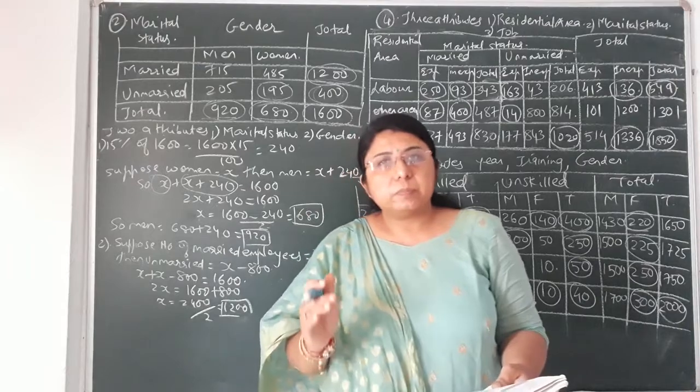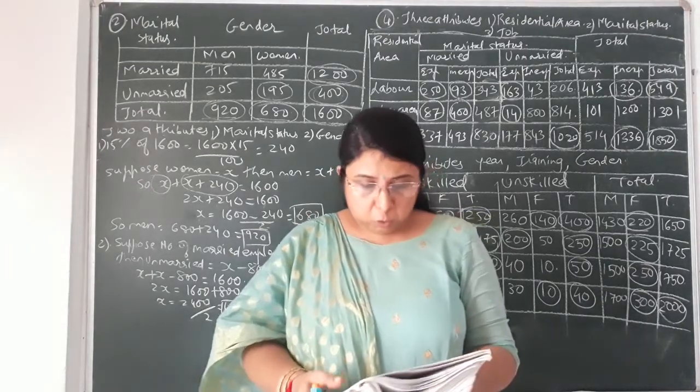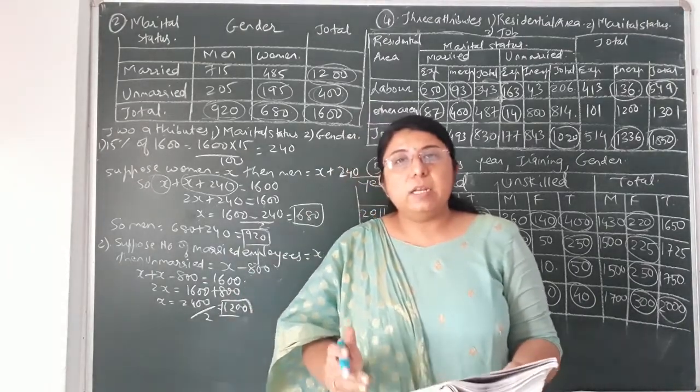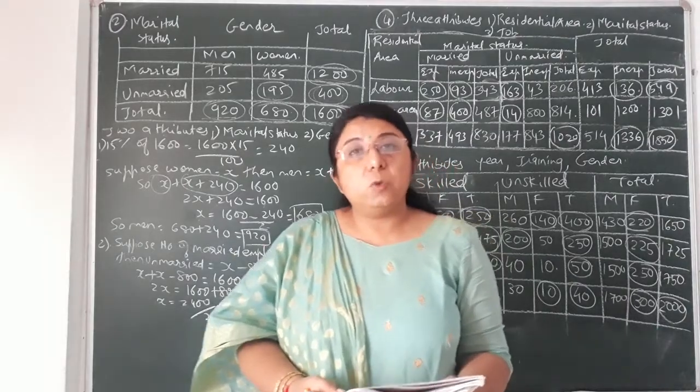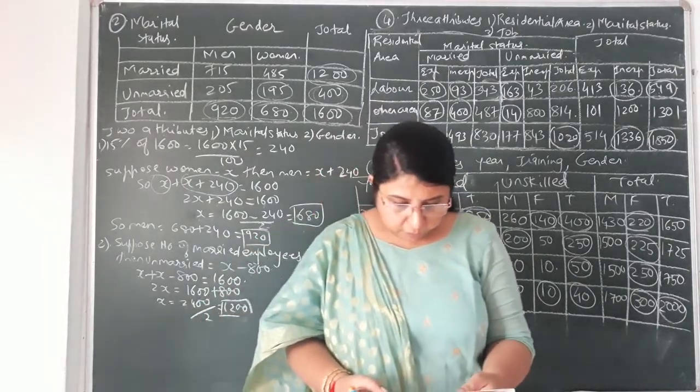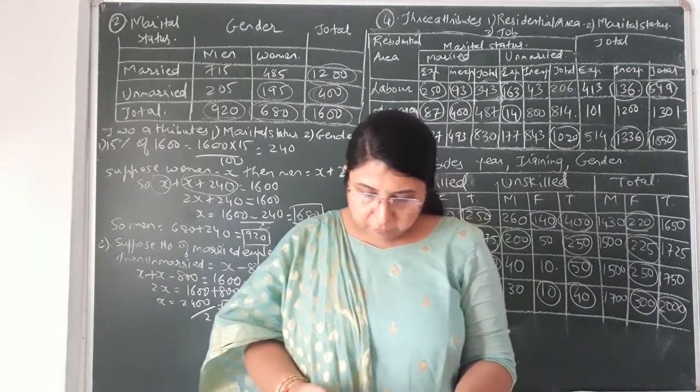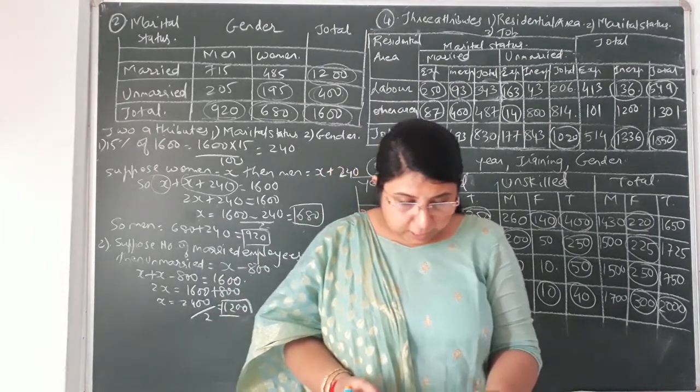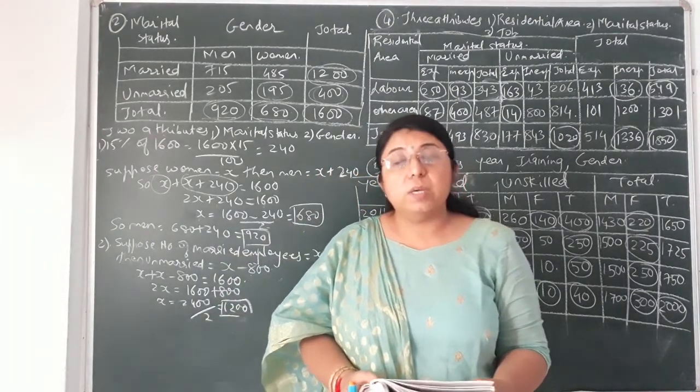Suppose there are 2000 married employees, then 800 less would be 1200 unmarried employees. Then afterwards, the number of unmarried women is 195. Represent the above data in a suitable table.